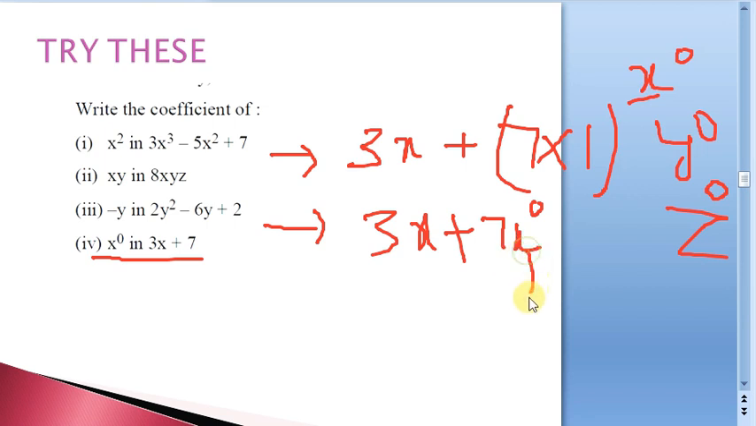Now what is the coefficient of x power 0 here? 7. So remember, whenever a constant is given to you, you can assume a multiplication factor of a variable power 0 here. Why? Because it will be 1 only. So here the coefficient of x power 0 is going to be 7.